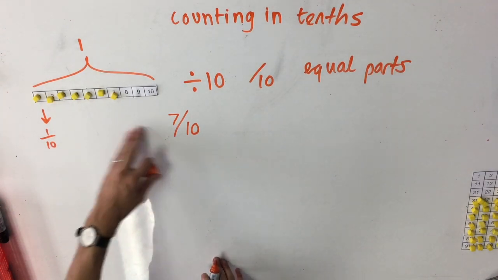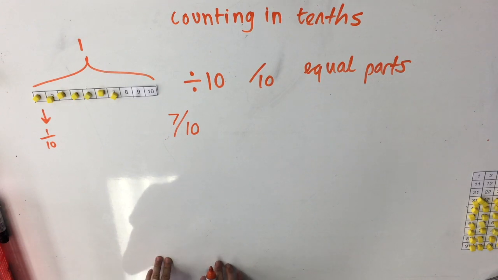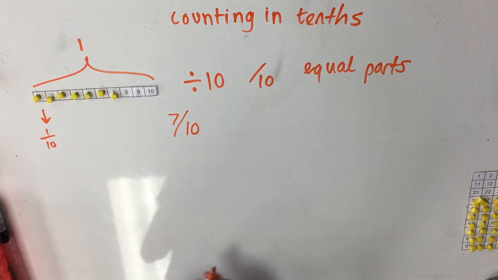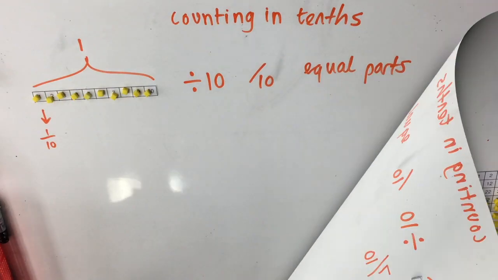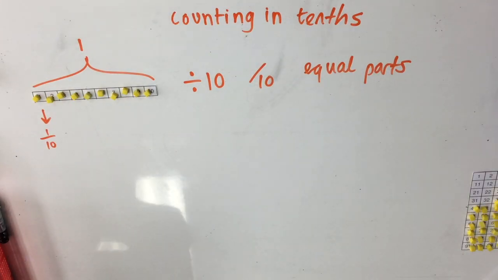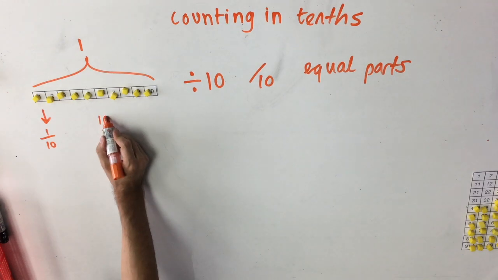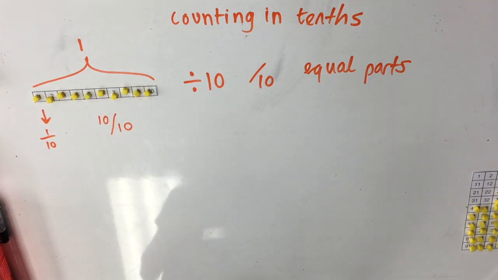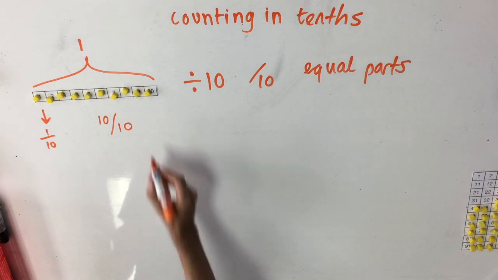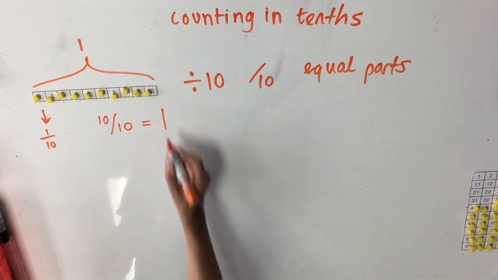The top number tells us how many tenths we're talking about, and the bottom number tells us that we've got 10 equal parts. Here I've covered all 10 tenths, which you'd write as a fraction, like this. However, because 10 tenths is the same as 1 whole, we'd actually just write a 1.